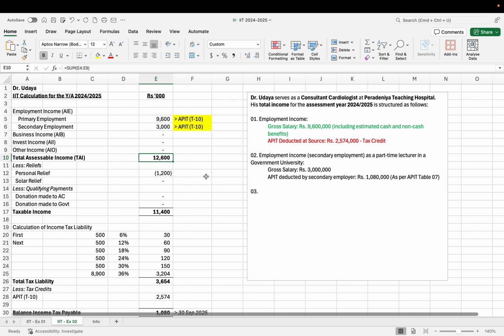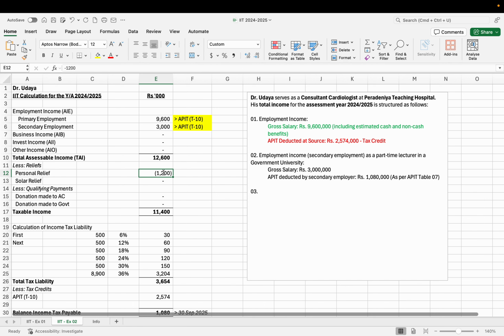So this is the total employment assessable income, because in this question we are discussing only part 1 and part 2. When it comes to part 3, I will discuss the business income as well. So here is the total assessable income and relief in the year of assessment 24-25.